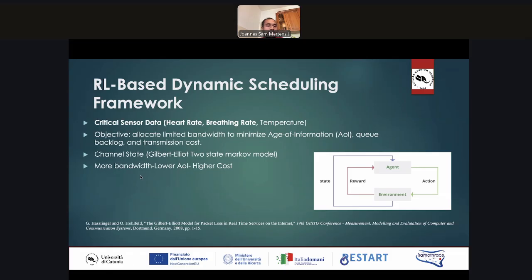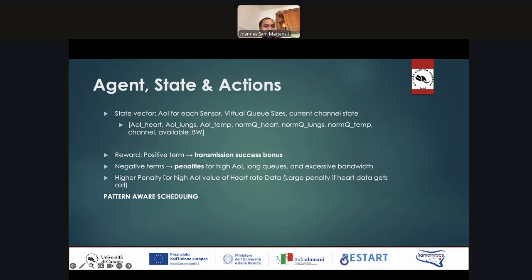So we formulated this reinforcement learning problem. The state vector is like this: the age of information of the heart, the lungs, and the temperature, and also the normalized queue value of the heart, lungs, and temperature. When I say the queue, there is one single channel, one single queue, in which there is heart sensor data, lungs sensor data, and temperature sensor data.